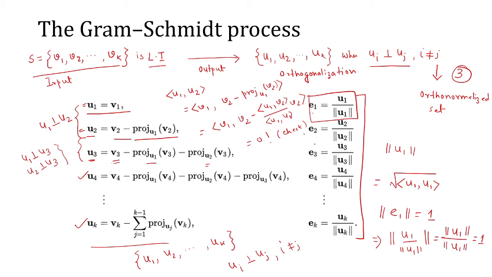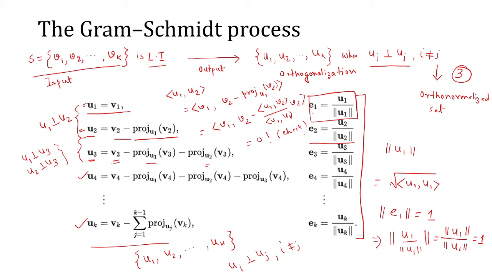Similarly, how will we get e2? We have already got u2. We will divide u2 by its corresponding norm, that is norm of u2, and so on. So this is how we'll get e1 up to ek vectors. So all the vectors are orthonormalized.